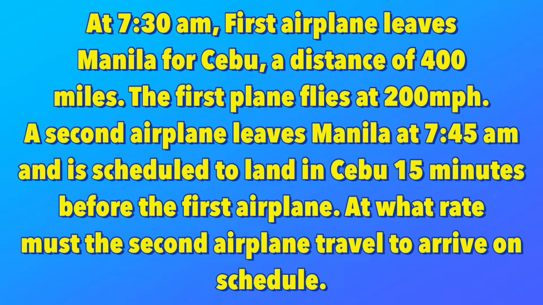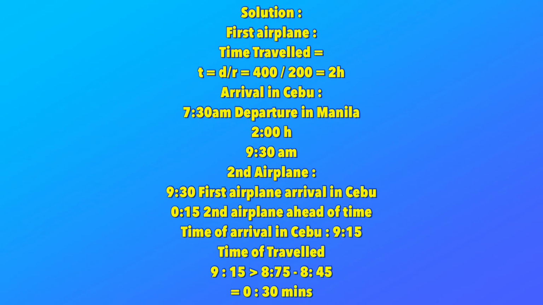So the problem is asking for the rate of the second airplane. So our solution, first airplane, we have to get the time of travel. So we will use the formula T equals D over R, and the distance covered by the first airplane is 400, and miles per hour, or the rate, is 200. Then we're going to divide it, 400 divided by 200, 2 hours. Okay, 2 hours is the time of travel of the first airplane.